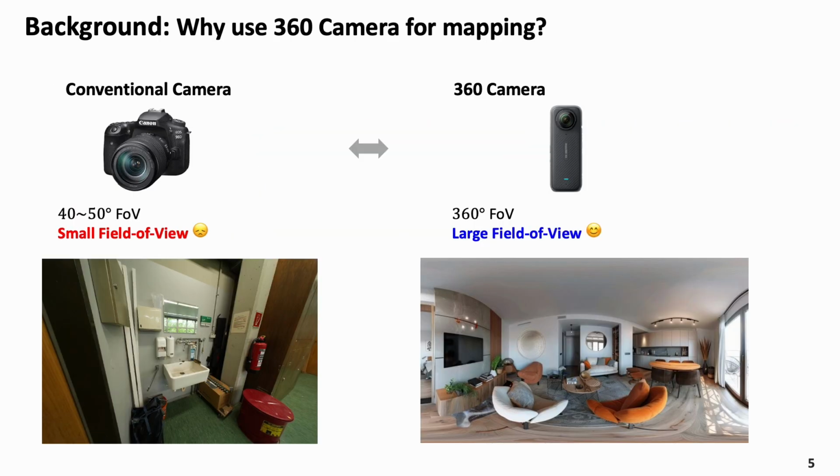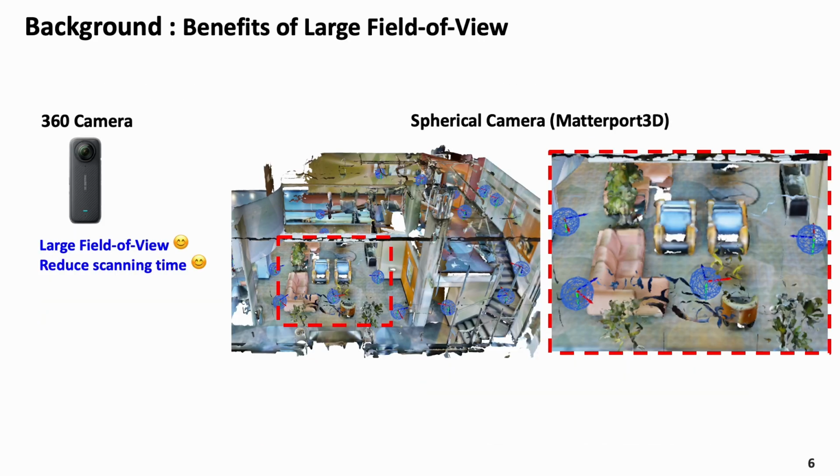In contrast, a 360 camera has a much larger field of view, so it can capture a wide area at once compared to a DSLR camera. This makes it possible to scan scenes more sparsely. You only need a few images since each one covers such a large field of view. That means shorter scanning times, and you don't need mapping experts to collect the data.